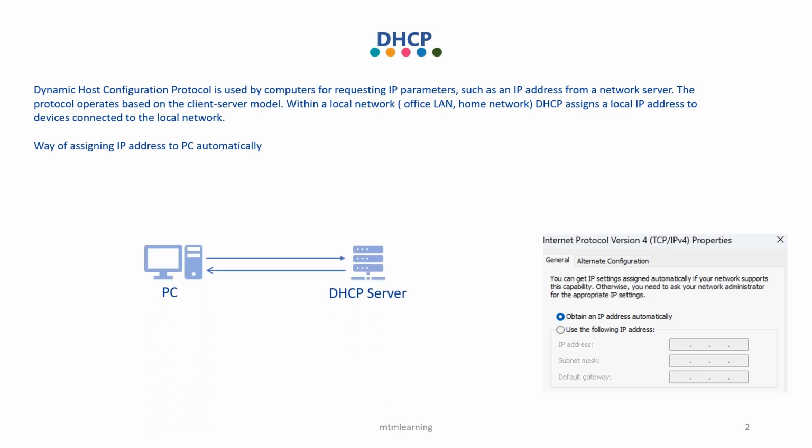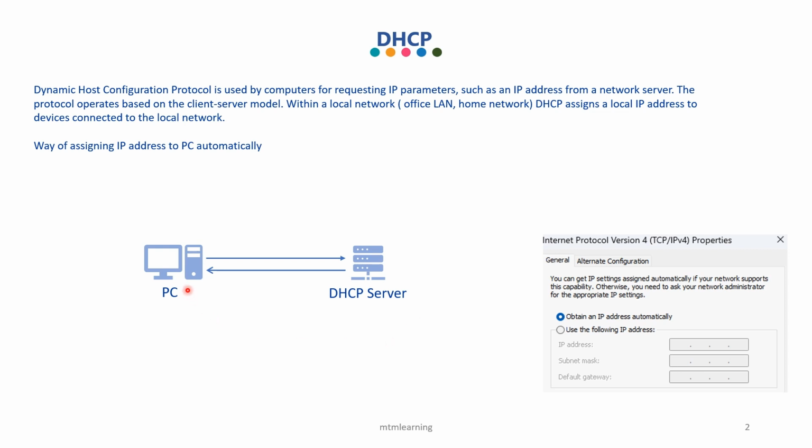So how does this work? You have a PC and you have a DHCP server on your network. So some server is configured or installed with the DHCP option on your network. That is the guy who's the manager on your network for the DHCP. So he's the one who is going to manage the IP addresses on your network.